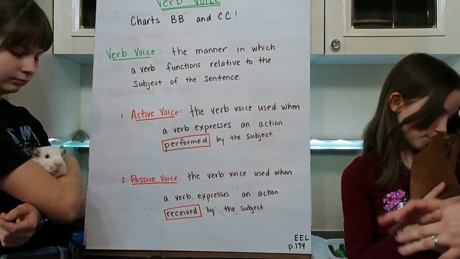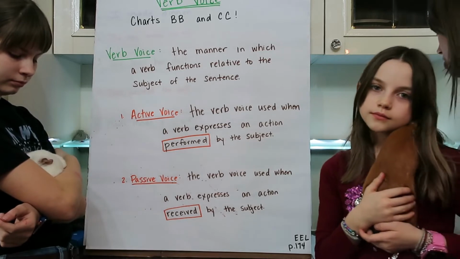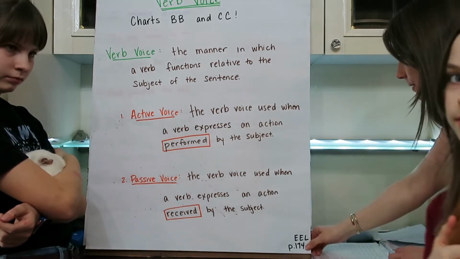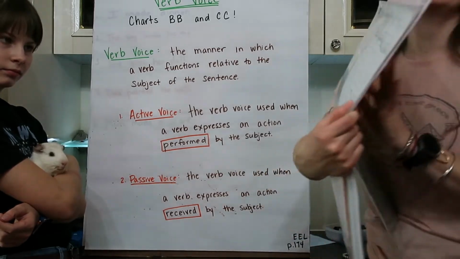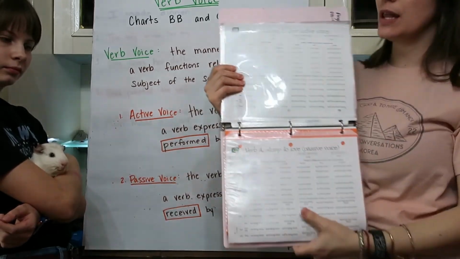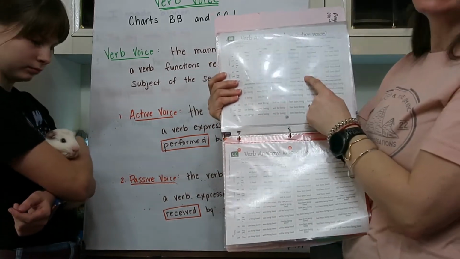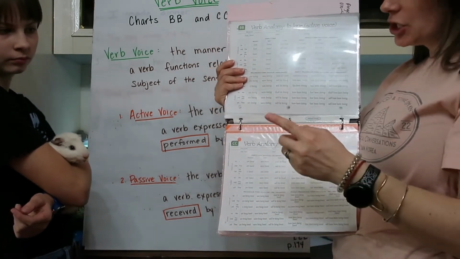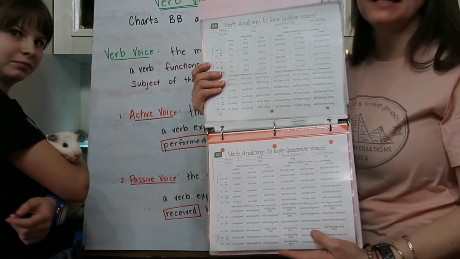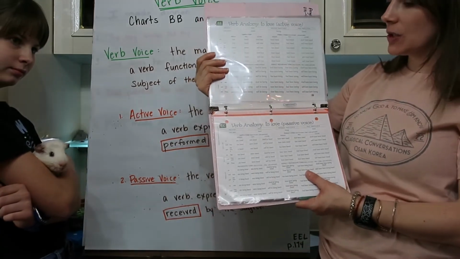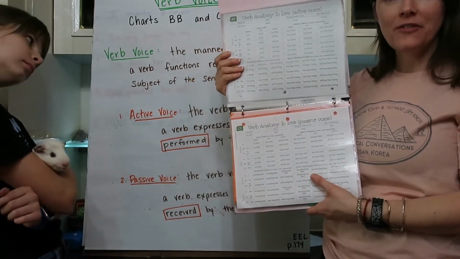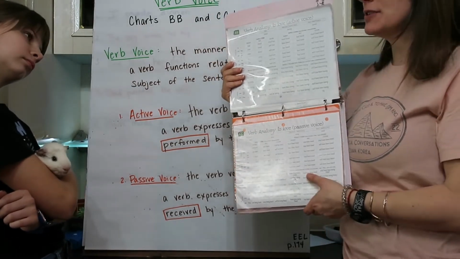So what I want to go ahead and point out is that the charts we want to look at this week are BB and CC, and it's verb anatomy to love. Chart BB is the active voice, and chart CC is the passive voice, and it has all the different ways to create the verb to love in those different voices.